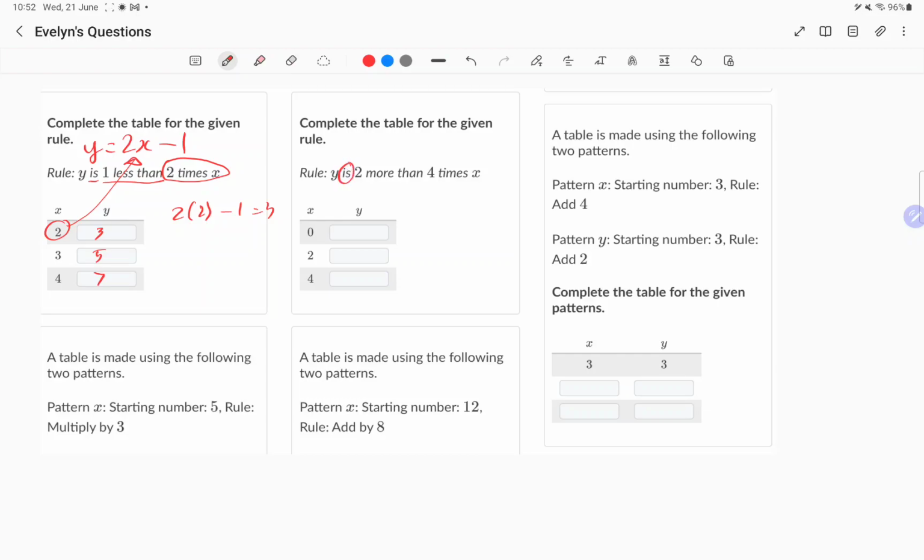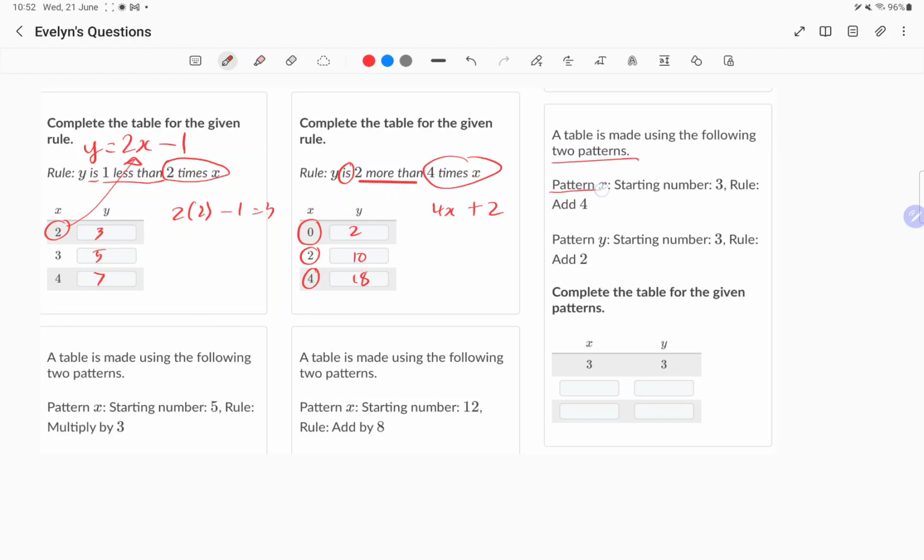Now let's try this one here. Y is 2 more than 4 times X. So you get 4 times X first, and then 2 more than that. So 4 times 0 is 0, plus 2 is 2. 4 times 2 is 8, plus 2 is 10. 4 times 4 is 16, plus 2 is 18. Okay, how about this one?